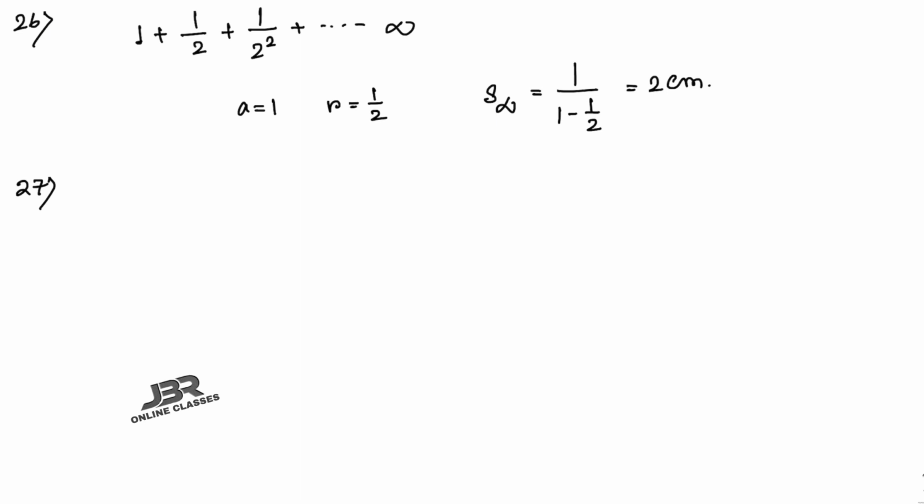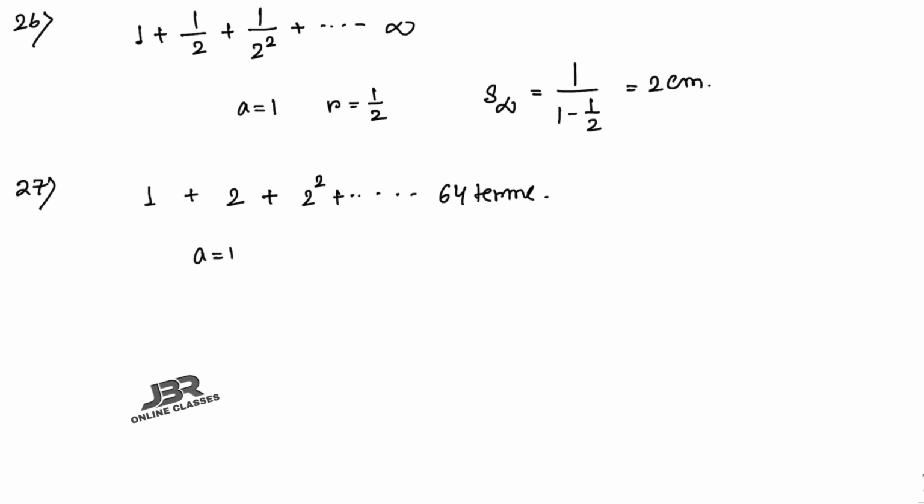So number of grains for the first square, that is 1. Number of grains for the second square, that is 2. Number of grains for the third square, that is 2 to the power 2, because 4 means 2 to the power 2. Since there are a total of 64 squares in a chessboard, the total number of grains given to the king, the inventor, is 1 plus 2 plus 2 to the power 2, dot dot dot, up to 64 terms.